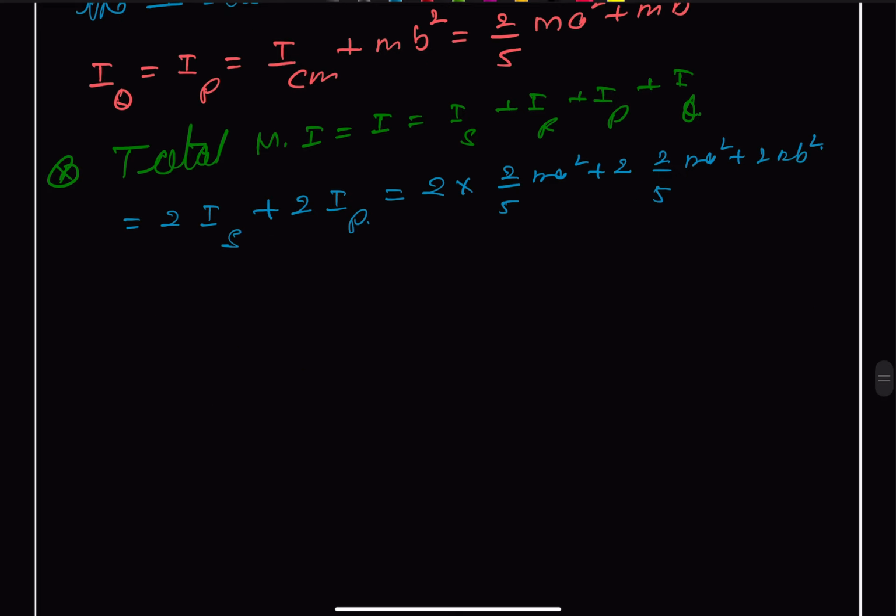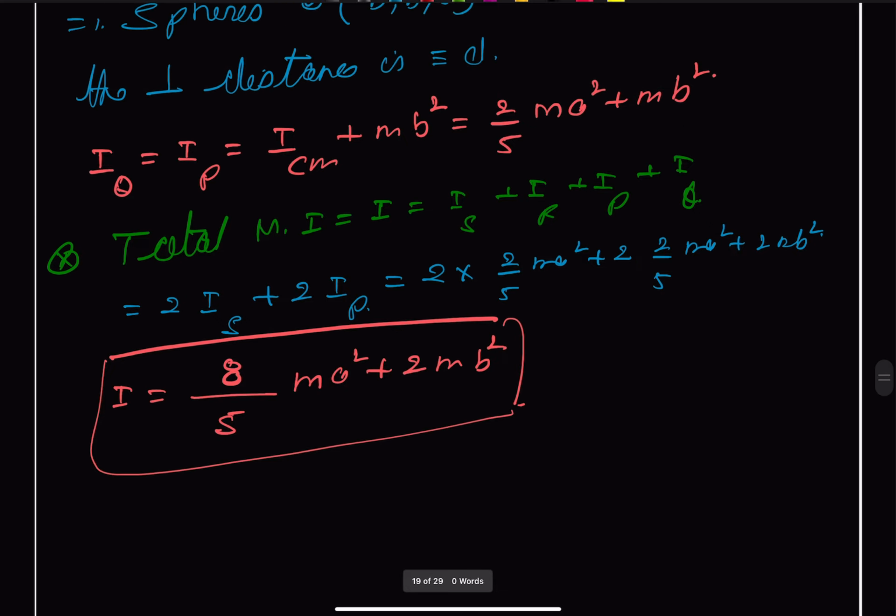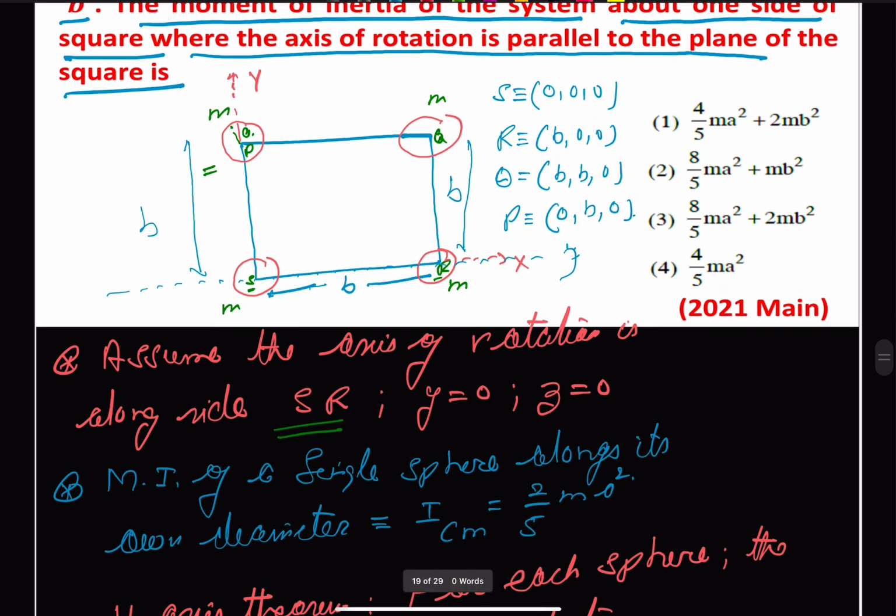I would say quite a simple calculation. We get the total moment of inertia equal to 8 by 5 MA square plus 2 MB square. So we have 8 by 5 MA square and 2 MB square, which means option 3 is correct.